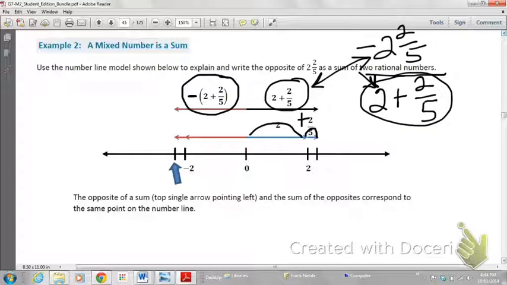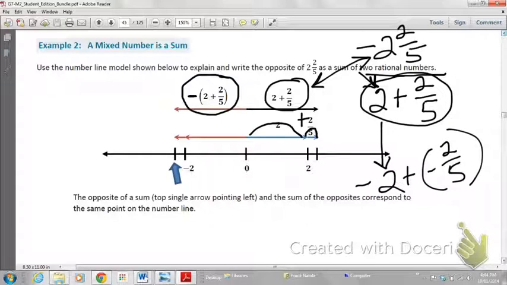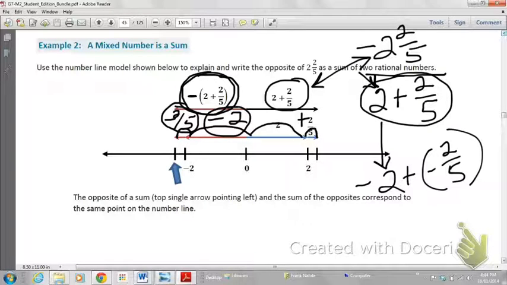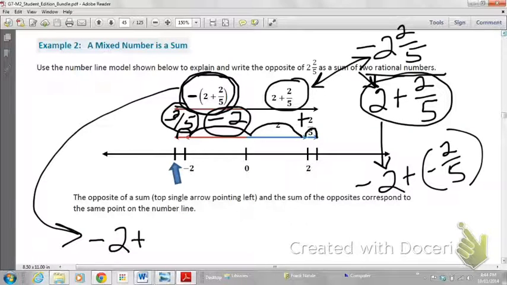Okay. So we find the sum of its opposites, and then the opposite of 2 is -2, and the opposite of 2/5 is -2/5. Okay, so taking this apart, right to here we have a -2. Here to here we have a -2/5. This is really important because both of these pieces are negative. You can't write this as negative 2 plus 2/5 because that's not right, okay?